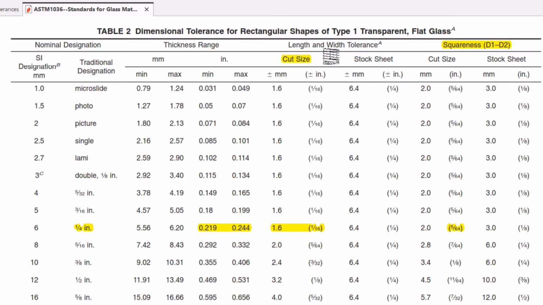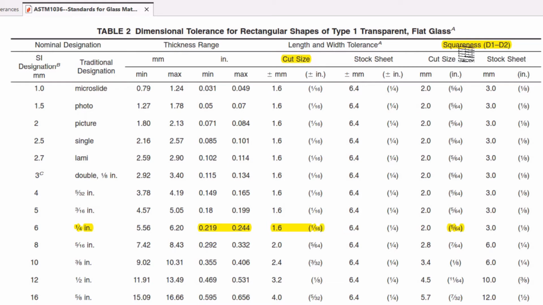The length and width tolerance, the cut size, so this is the size that we're ordering, okay? It's plus or minus 1.6 millimeters or 1/16th of an inch, okay? A stock sheet, what we get in the crate, it's allowed to be plus or minus a quarter inch. But a cut size, we've got to be within a 16th.